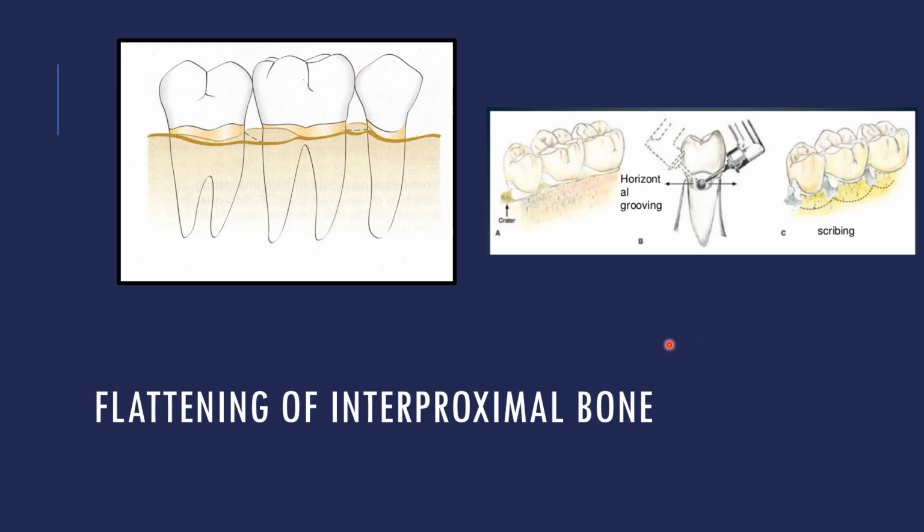You can see the irregularity in the interproximal area, these areas here. This can be done with horizontal grooving, or you can use a scribing method, for the flattening of interproximal bone. With files we can go for the removal.